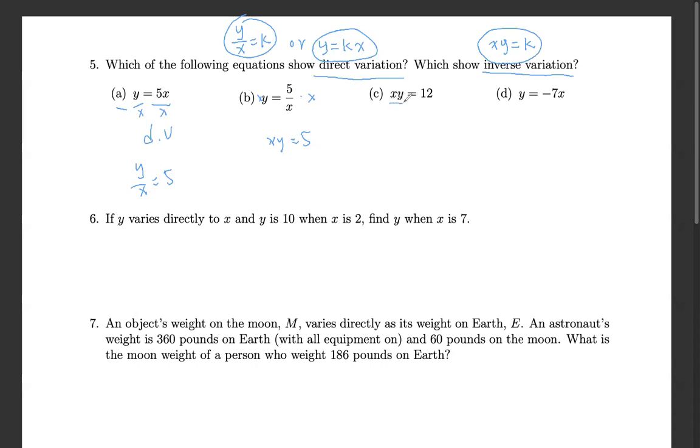C is obvious. Xy equals 12, right? Inverse variation. And the y is direct variation because we have k times x. K equals maybe 7.